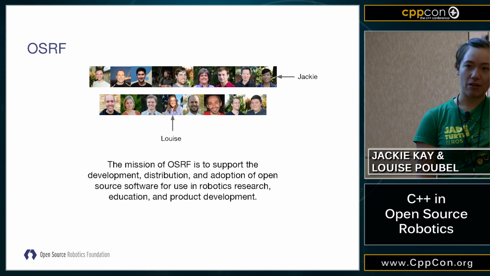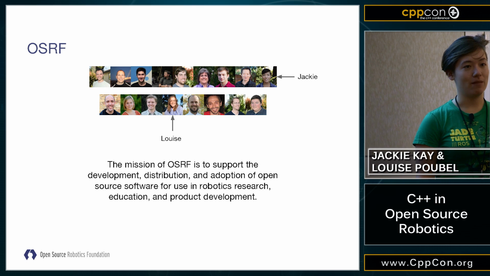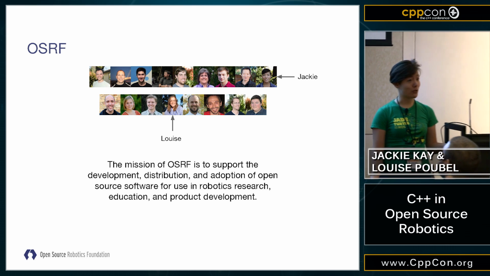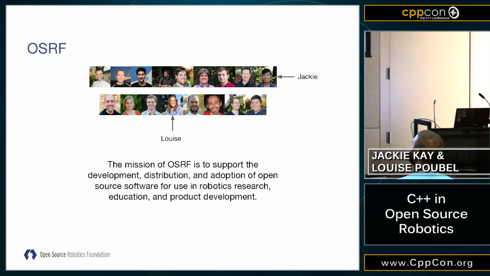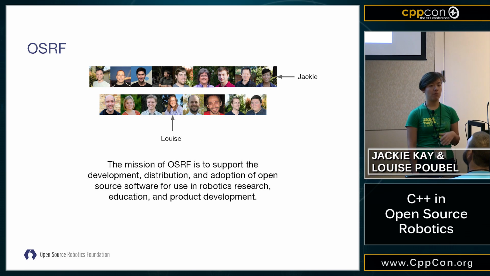So OSRF, or the Open Source Robotics Foundation, is a small nonprofit dedicated to making the robot revolution also open source. We're 17 people who are all pictured on this slide, based in the San Francisco Bay Area. And we're mostly software engineers, and we work primarily in C++. Our two main projects are ROS, or Robot Operating System, and Gazebo, which is a physics simulator for robotics research.